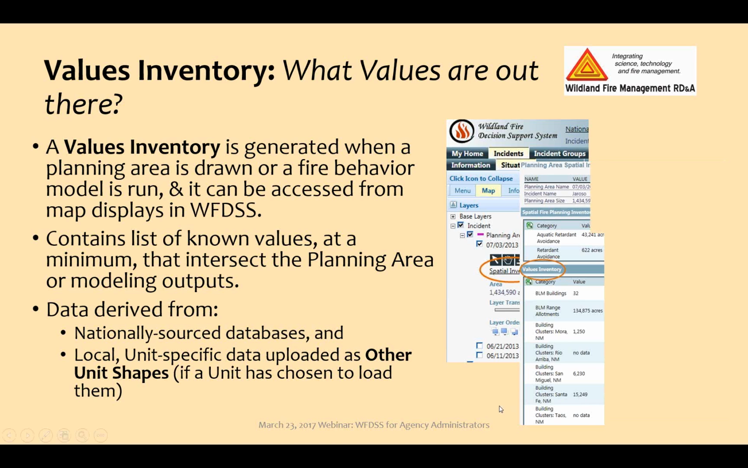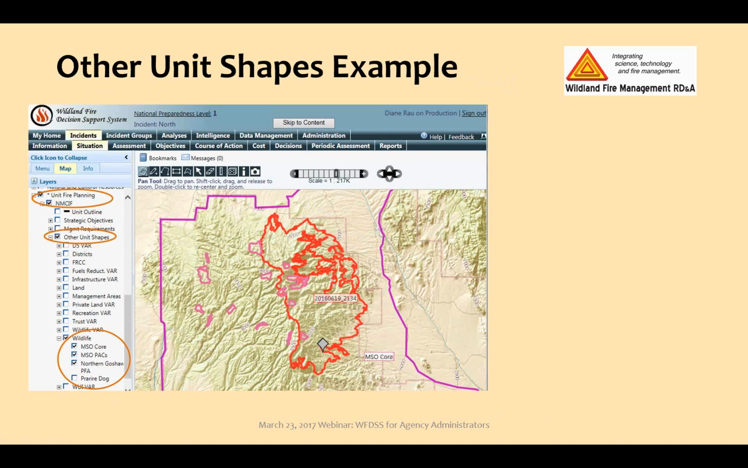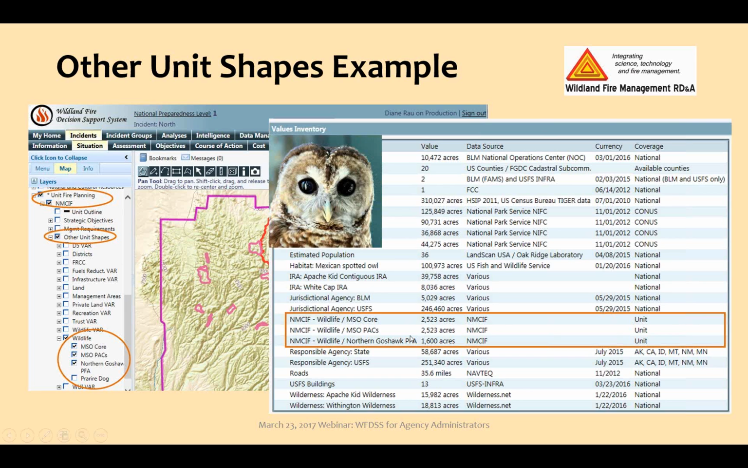Here's another unit shape example for the North Fire on the Cibola National Forest last year. In their unit fire planning map layers, highlighted in orange on the left here, you can see that Mexican spotted owls and goshawks are represented in other unit shapes, and the shapes display as pink polygons in the map display. When the values inventory is generated, the spotted owl and goshawk values are included. You can see that 2,500 acres, approximately, of spotted owl core and packs intersect the planning area. When you have multiple values listed, it helps with comparison and prioritization of CV's acreages.